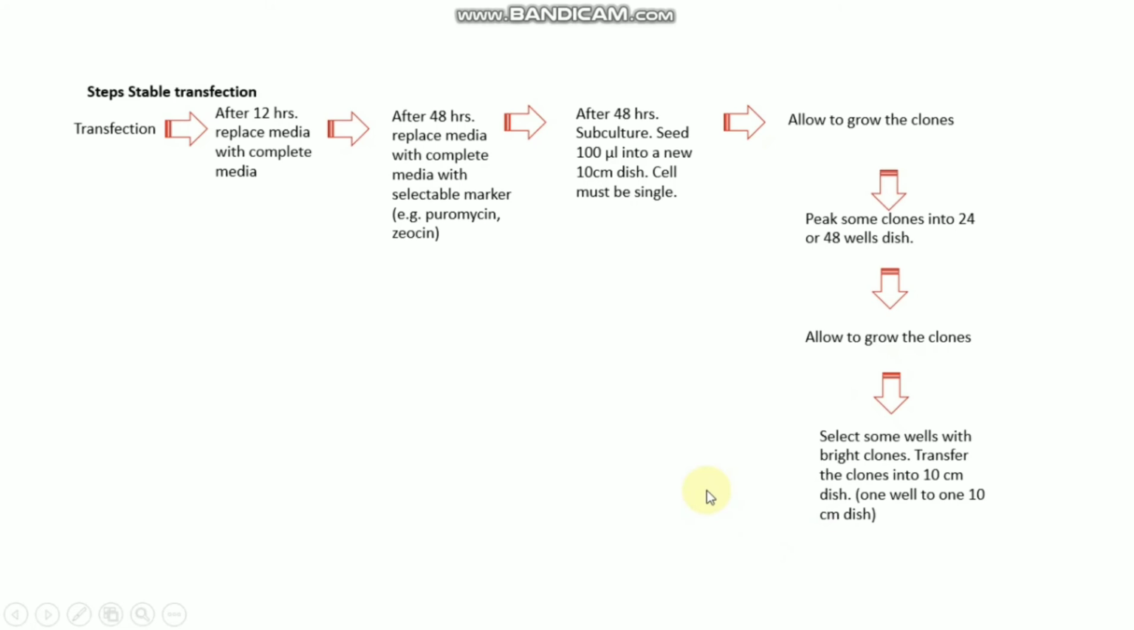It takes several days. After that, you have to select some wells in the 24 or 48 wells, and from there choose some good wells containing bright clones, and then transfer the clones into 10 centimeter dishes, like one well to one 10 centimeter dish. This way you can do 5 or 6 or 7 dishes. And this whole entire cycle, you have to carry out 4 to 5 cycles. The same process you have to do 4 to 5 times.